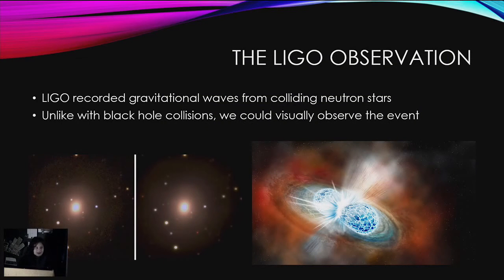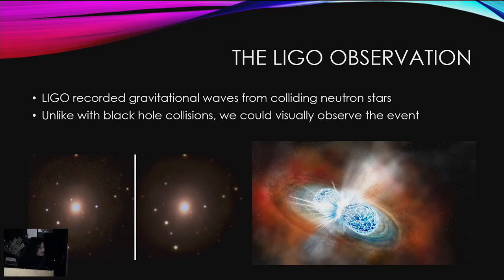And we actually did, fairly recently. So you might have heard of the LIGO observation, where they recorded some gravitational waves from colliding neutron stars. And while we have observed gravitational waves a few times before, it was always with colliding black holes. And the problem with that is that you can't actually see black holes, because they don't emit any light. And so the only way we were able to detect a collision of black holes was through the gravity waves they produced.